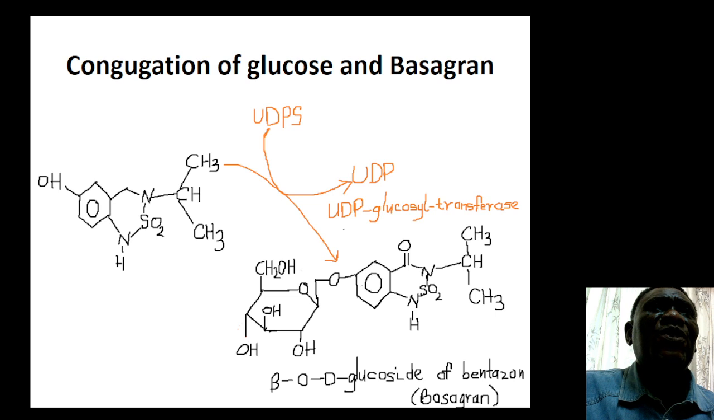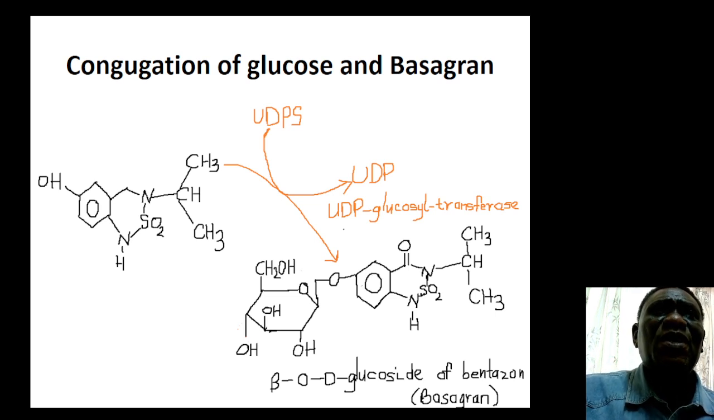This is a typical conjugation of glucose and basagran. We know if we apply basagran to soybean, it's not going to be damaged. What is going to happen is that the glucose within the soybean leaves is going to form some conjugates with the basagran, hence detoxifying it. So here, don't worry about these complex molecular structures. Just worry about the OH and the activity in red.